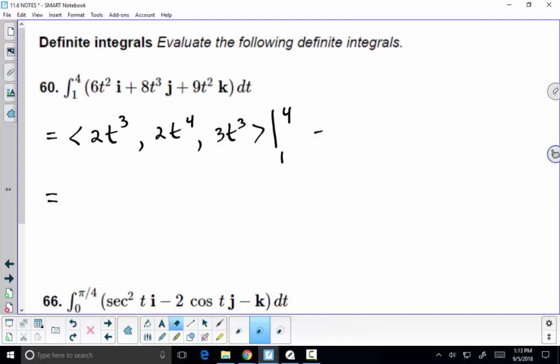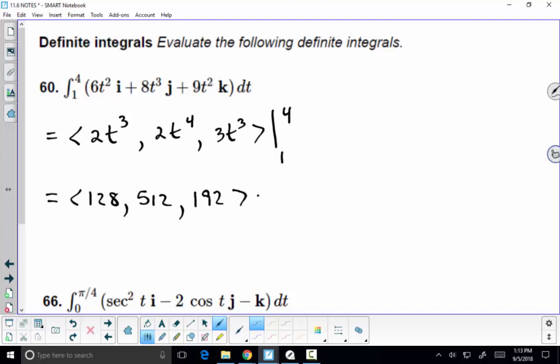So for each one, we're going to get a vector. We'll get a constant vector. So when we plug in 4, we're going to get 128, comma, is that 512? Comma, 4 times 4 times 64 times 3, 180, 192, perhaps. And then plug in the 1, so 2, 2, 3, and then we subtract them. As long as I did the arithmetic right, we would end up with that constant vector.